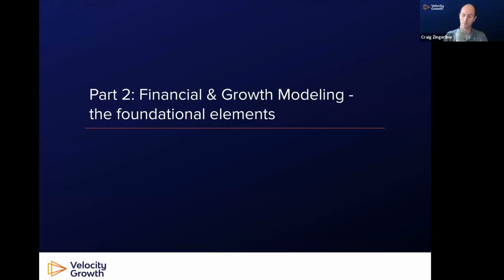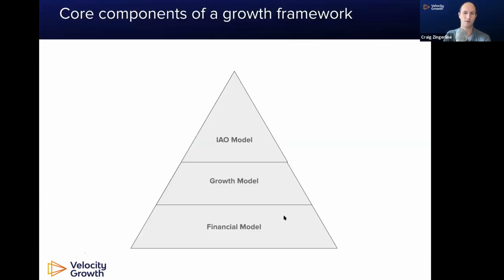This is the second part, and I'm going to radically switch gears here. So that was kind of theoretical, higher level. Now we're going to get into the weeds, and we're going to talk about financial and growth modeling and some of the foundational elements that I think many startups skip or overlook, and maybe there's not a lot of consistency to. So we're trying to bring a little bit of consistency to this.